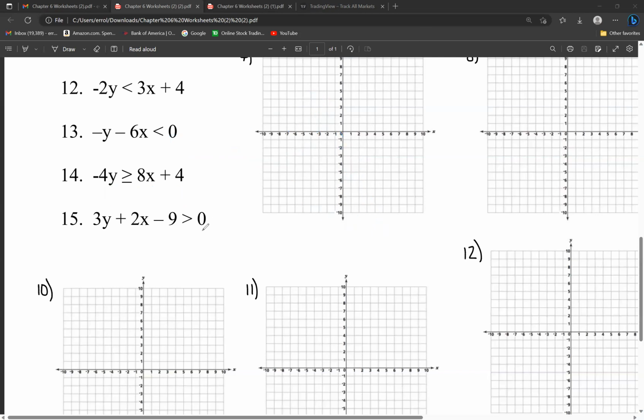One more. All right. 15. How we doing 15? Leave the 3y on the left side. So 3y greater than what? It'll be -2x, right? Is it +9 or -9? +9. Okay, now what?